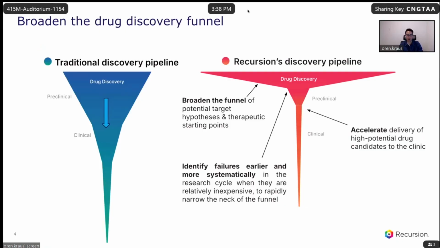So the core concept that Recursion has is to change the shape of the drug discovery funnel. So we actually want to expand the scope of therapeutic areas that we're exploring and potential targets that we're exploring in those therapeutic areas with an unbiased genome-wide screen up front. And then we want to use predictive models to quickly assess which of those are not really feasible so we can fail them fast. And finally, we're using cutting-edge computational chemistry tools to accelerate how quickly we can develop compounds against those potential targets.